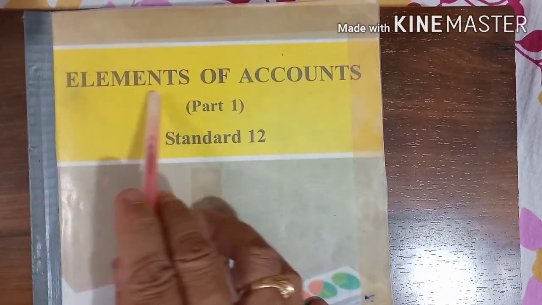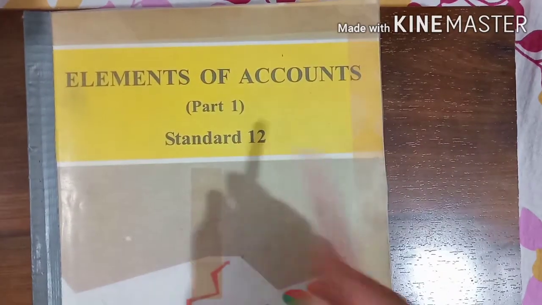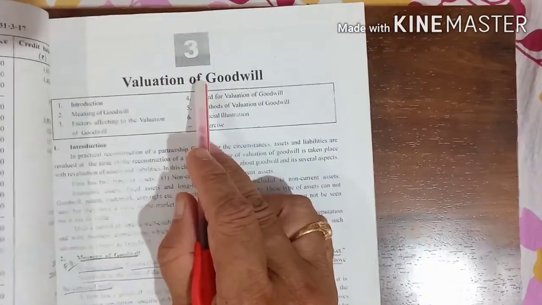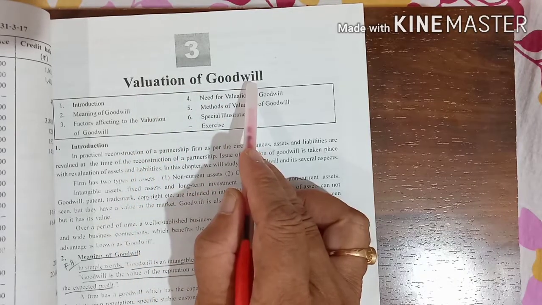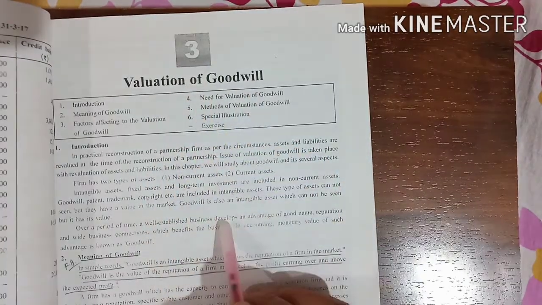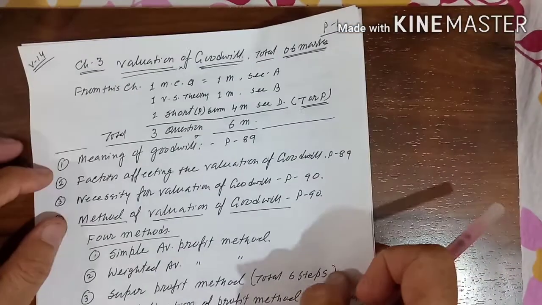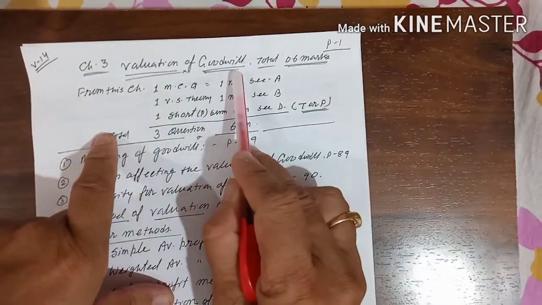It will be on the basis of Elements of Accounts Part 1, Standard 12. Today we are going to start the third chapter. The third chapter is Valuation of Goodwill. Before starting the third chapter, let me explain a few things about the weightage of this chapter. I already told you about chapter 1 and chapter 2. Now let me talk about the third chapter, which is Valuation of Goodwill.